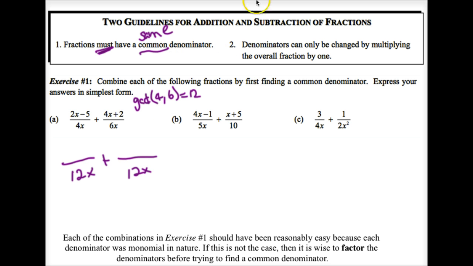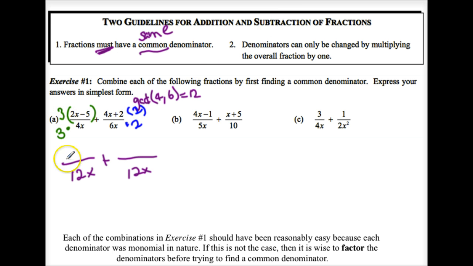I'm going to ask myself, how do I get from 4 to 12? In this case, you should tell me multiply by 3. Whatever I do to the top, I do to the bottom. Then how do I get from 6 to 12? 6 times 2 will give me 12. Whatever I do to the top, I do to the bottom.